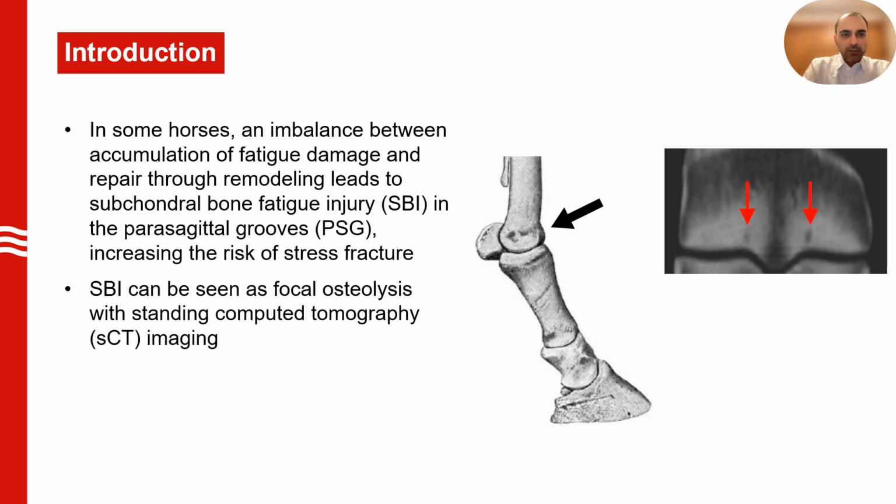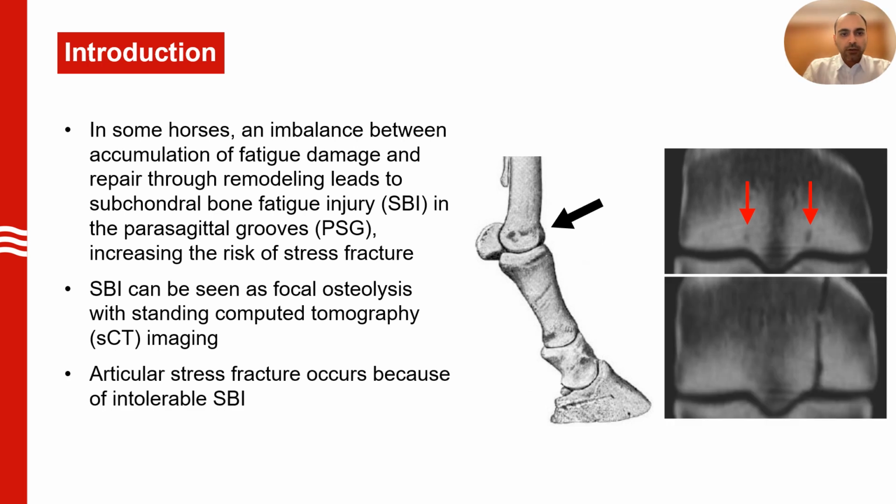In some horses, an imbalance between accumulation of fatigue damage and repair through remodeling leads to subchondral bone fatigue injury in the parasagittal grooves, increasing the risk of stress fracture. Subchondral bone injury can be seen as focal osteolysis with standing computed tomography imaging.